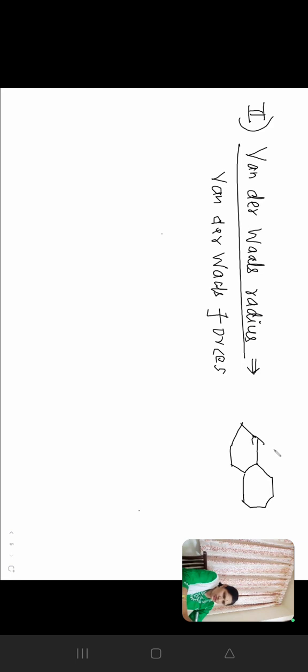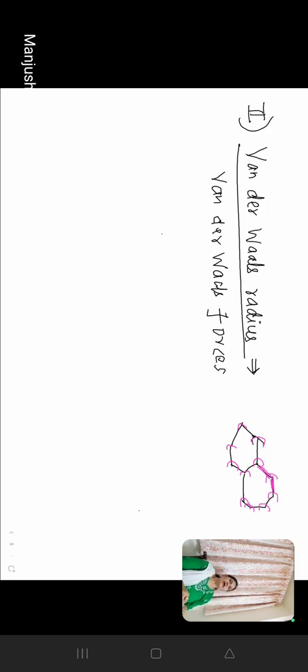Now on each corner, a carbon atom is present. So whatever these hexagonal sheets, whatever these lines are there, these lines represent covalent bonds. There is a single covalent bond between carbon and carbon. But van der Waals forces exist between hexagonal sheets, between 2 hexagonal sheets.